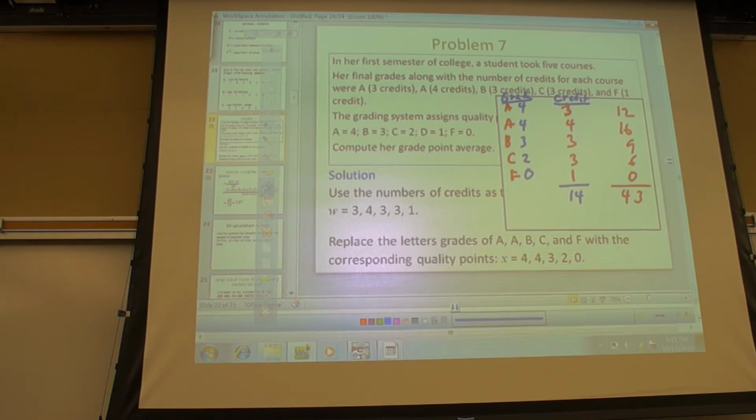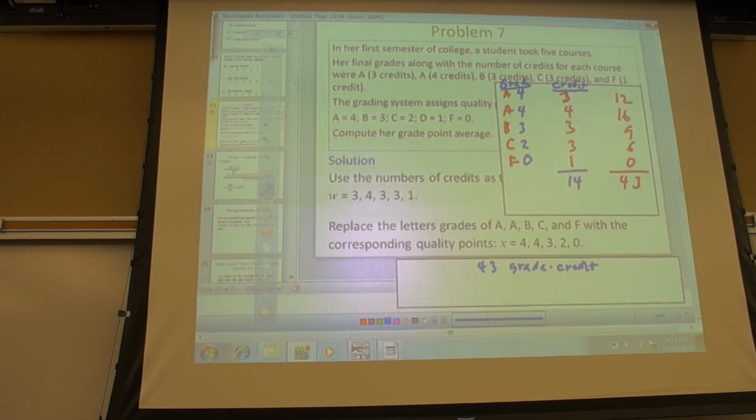If you're not sure, you can also remember that this 43 comes from grades times credits. Everybody, is everybody with me about that? So what do I want? The average grade or the average credit? Average grade, so I need to get rid of the credits. So I need to divide by credits, 14 credits, and then these just cancel out, credit over credit. I'm left with a grade, average grade.